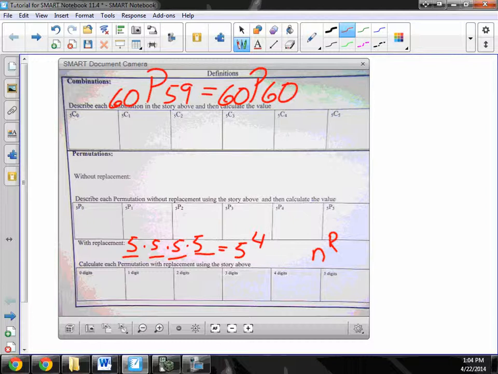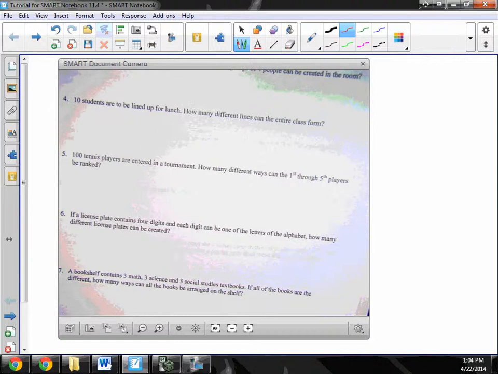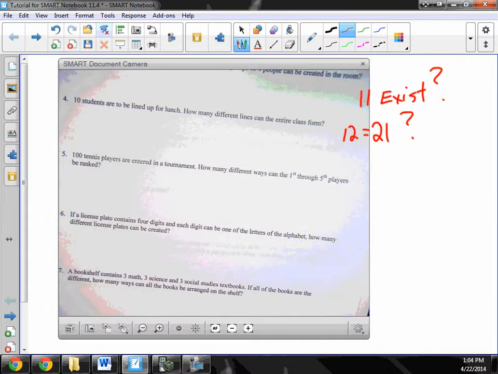Well, it would change. Let's do some examples. Look at the next page. The easy part is identifying n and r. The hard part is deciding: does 11 exist, and does 12 equal 21? If you can answer those two questions, then you just have to use the correct formula and plug in n and r.